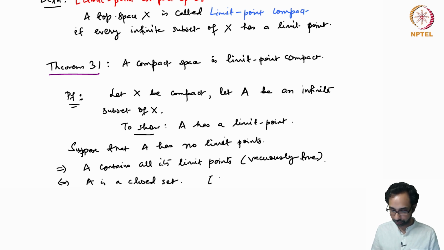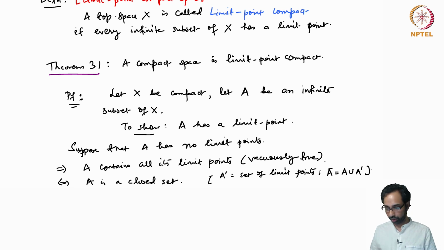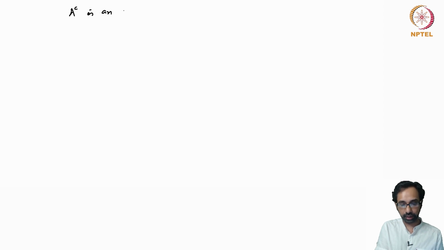So remember that the set of limit points, A prime, satisfies the following description. The closure of A is the union of A with the set of limit points. So if A prime is included in A, then A closure is a subset of A, and this means that A is closed. If a set contains all its limit points, then it is closed. And here A has no limit points, so A contains all its limit points vacuously, and therefore A is a closed set. And this means that A complement is an open set in X. So we keep this open set.